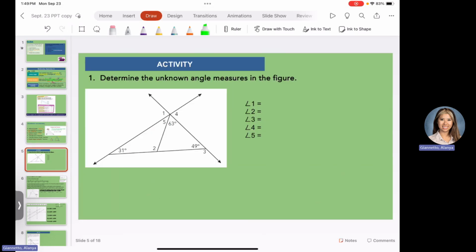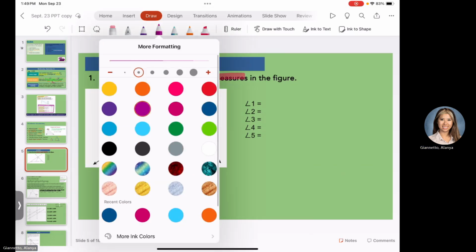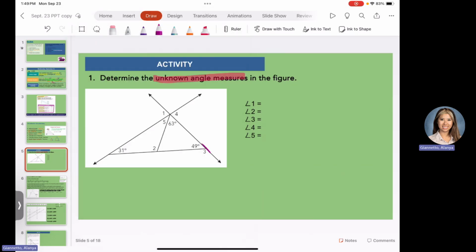Question 1 says to determine the unknown angle measures in the figure. Okay, so we have 5 angle measures, right? Angle 1, 2, 3, 4, and 5. And so we're going to start with angle 3 right here, because we can see that angle 3 and this 49 make a linear pair or supplementary angle. So that means that when you add them together, they should equal 180 degrees, and that's because they make a straight line. So to solve this problem, we're going to subtract 49 on both sides.